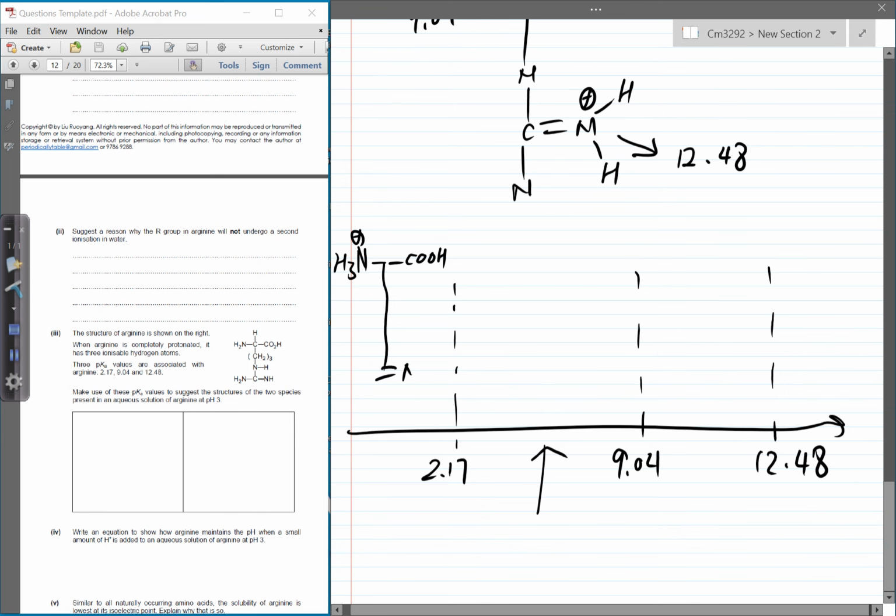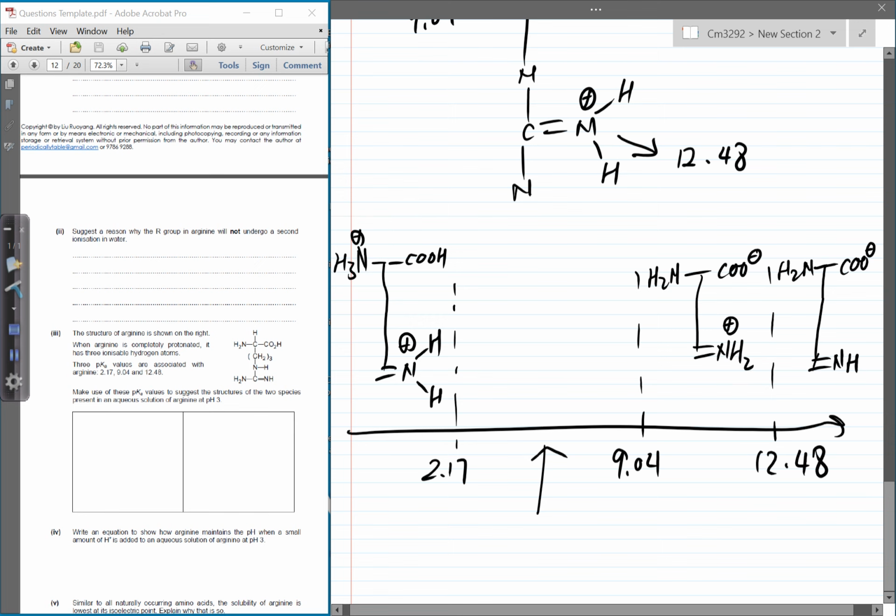NH2 plus. There's here, right? While at 12.48 everything is deprotonated, so we have COO minus, H2N, and you have NH, right? So between here and here, the 12.48 is going to be protonated, so it's going to be H2N, COO minus, and your NH2 plus.